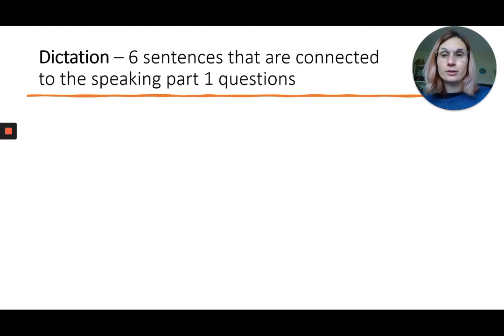Okay, so we are going to work on a dictation of six sentences that are connected to the speaking part 1 questions that we just looked at. I'll say the sentence and I'd like you to write it down. Listen to me and then write down exactly what I say. This is to check your listening and to help with your awareness of what the words sound like, so that you are also more aware of their pronunciation.